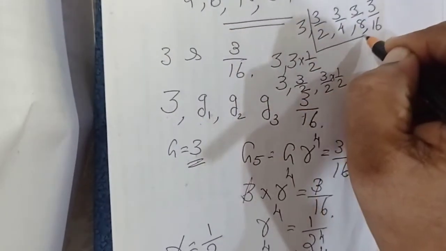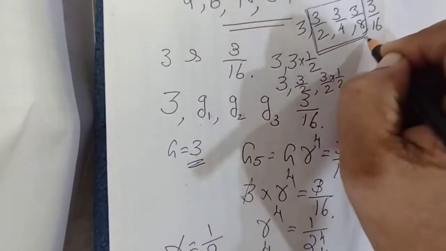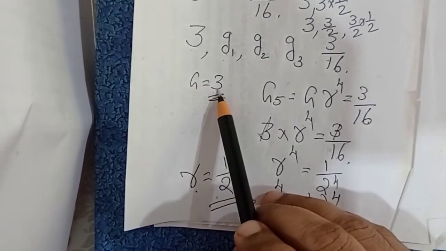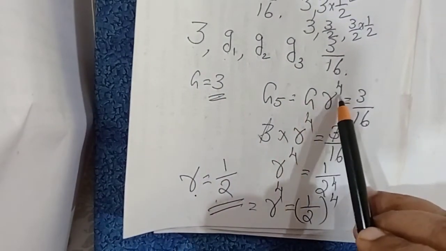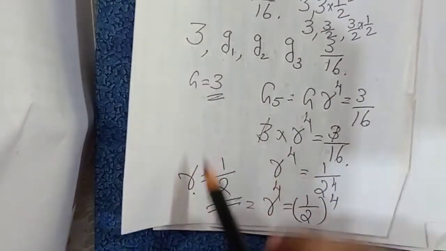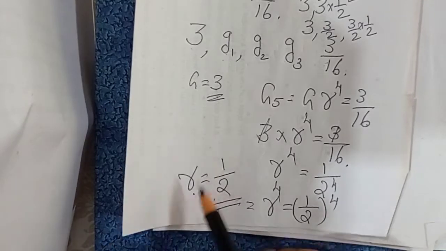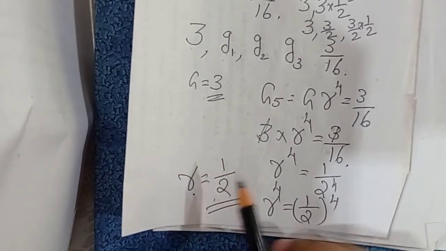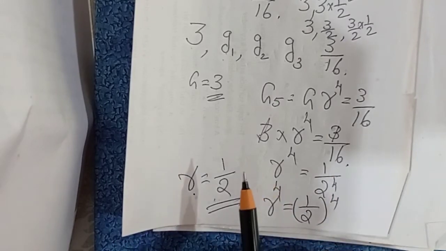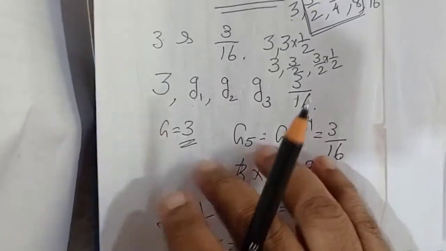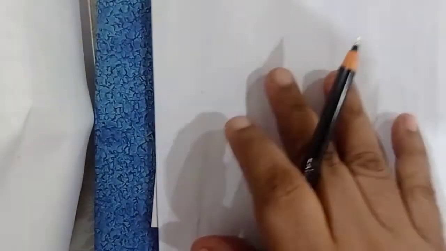Therefore, our aim is to insert 3 GM between these two numbers. Means first we assume let the numbers be G1, G2, G3. Here a equal to 3 and a r raised to 4 equal to 3 by 16. You have to find r. If a and r is there, how can you write the sequence? First into common ratio gives second. Second into common ratio gives third. Third into common ratio gives fourth. Okay. The next important point, all of you write.